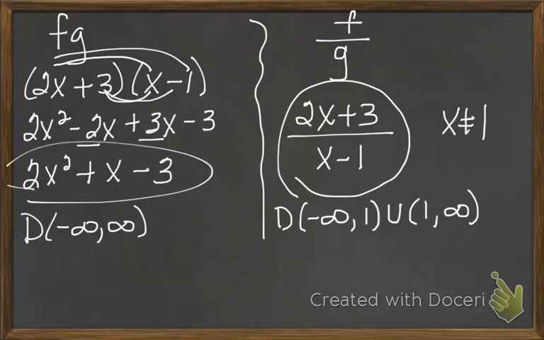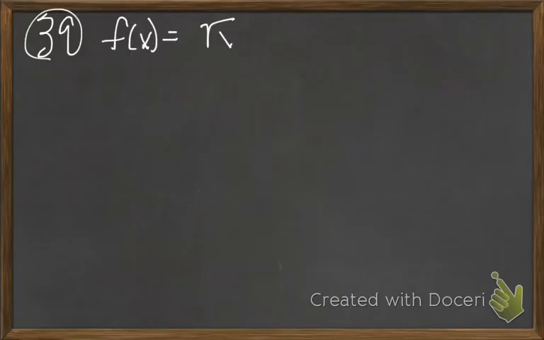Alright, you know they probably get harder than this. So we'll pick one that's a little bit harder. We'll pick one that's got a square root in it. Okay. So we'll pick 39. So 39 gives us f of x is the square root of x, and g of x is x minus 4.